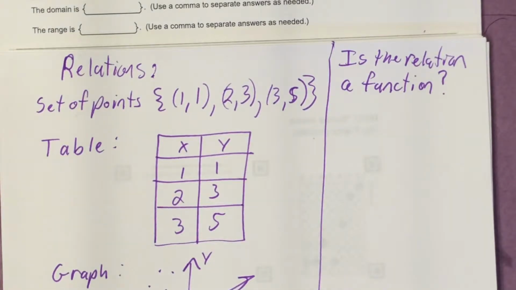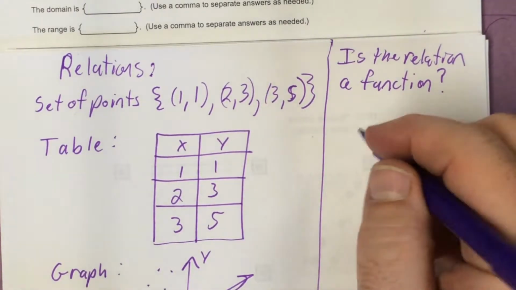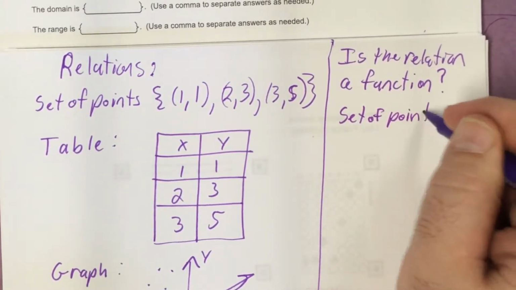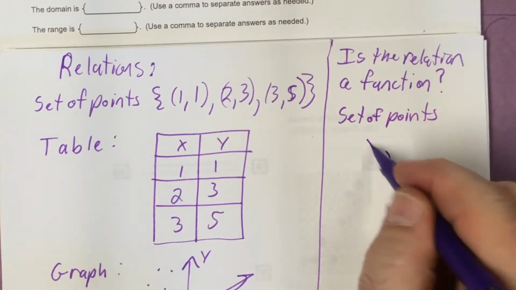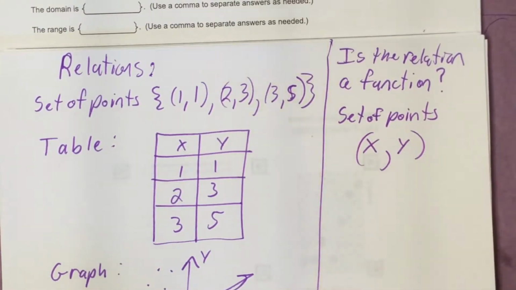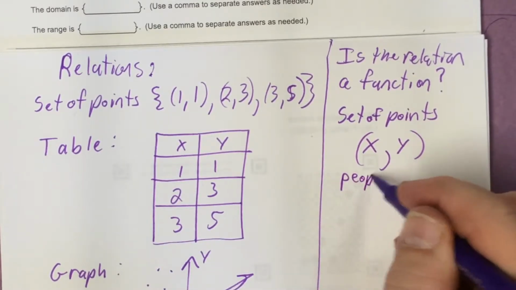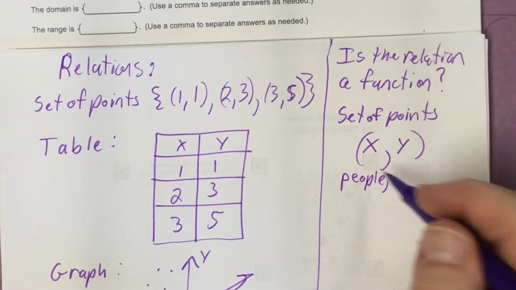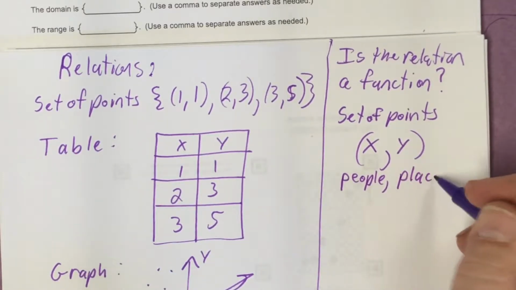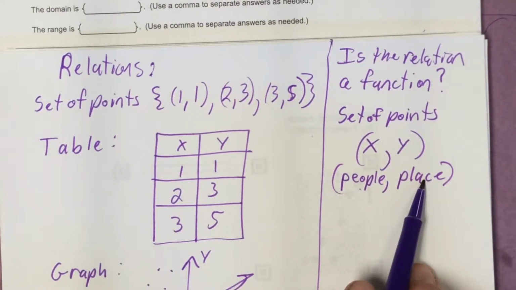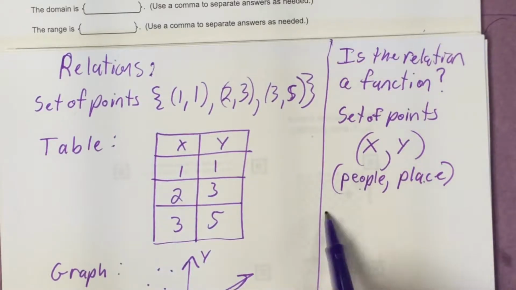So for a set of points, usually we have this indication of x and y being like a point, and I want you to think about the x being like people or a person, and then y will be a place. And you're going to hear me talk about the x being people and y being a place in this first analogy here. So I'm going to go ahead and put that to the side. And let's take a look at this for the first few examples.